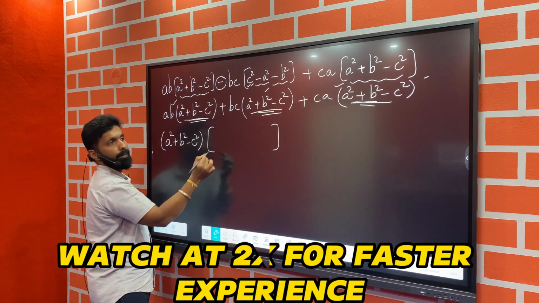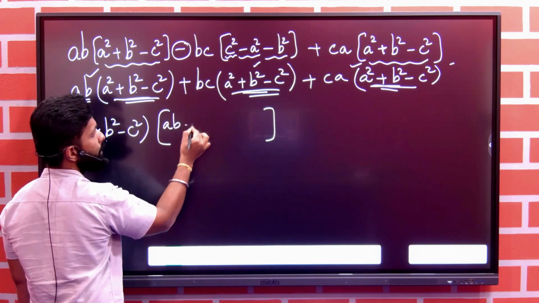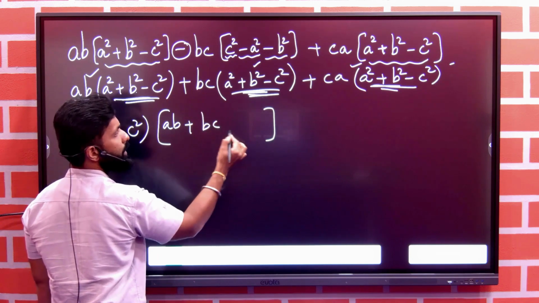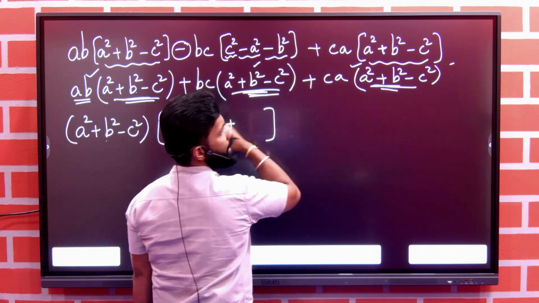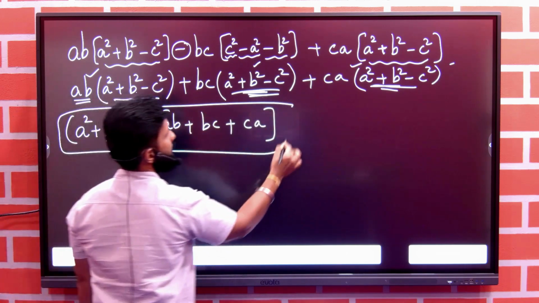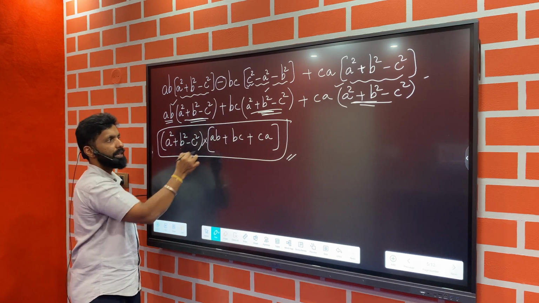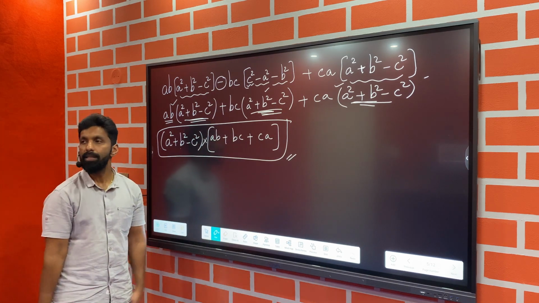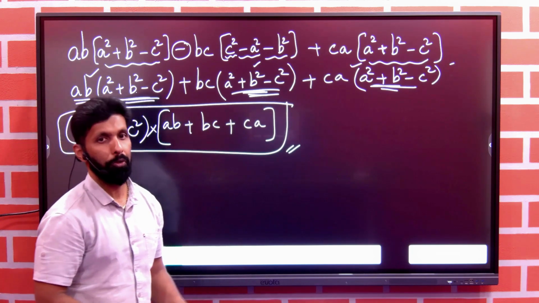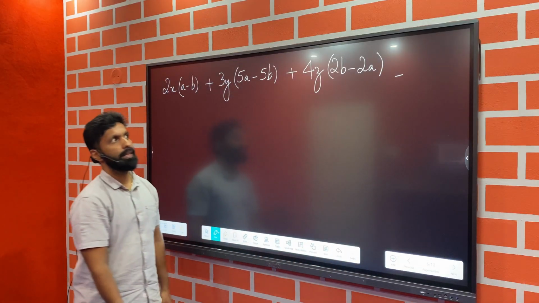Open another bracket. This term is already out. What's remaining? AB. This term is again already out. So what's remaining? BC. So this term is already out. What's remaining? CA. And this is your final answer. How do I know it's my final answer? Because there's a multiplication sign here. As simple as that, right? I hope you're following. So you need more practice. 1 or 2 questions are not enough, right? Okay. So let's take a look at the next question.